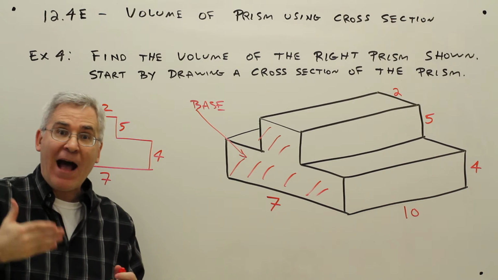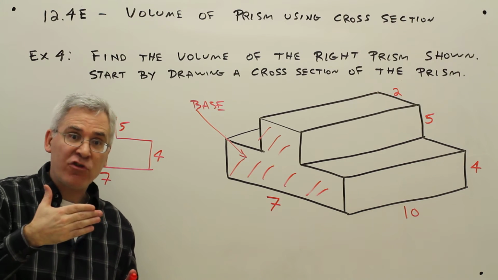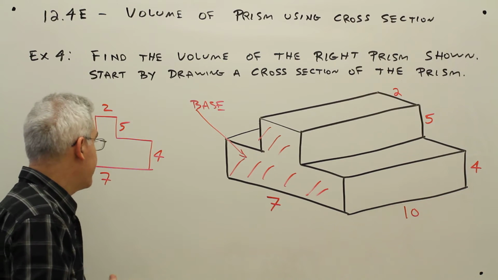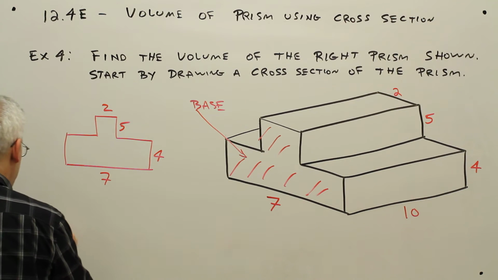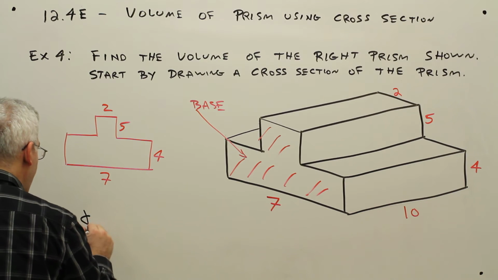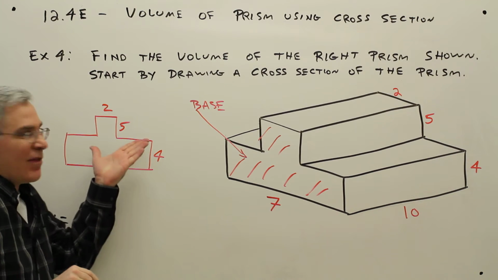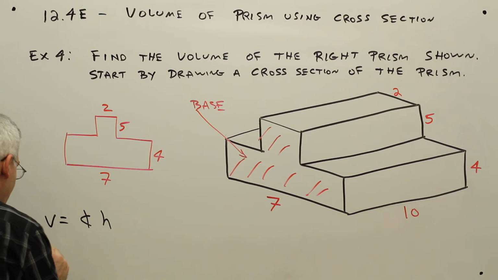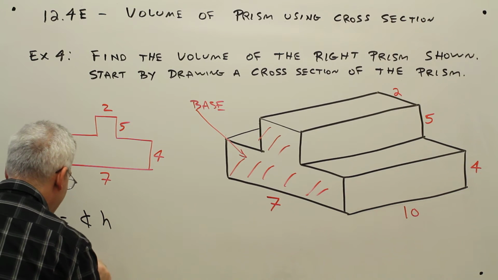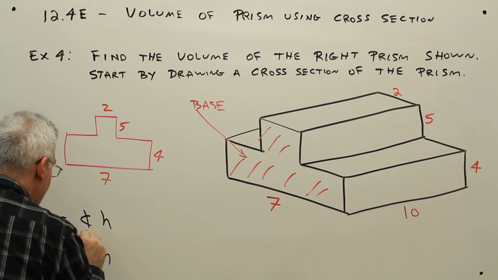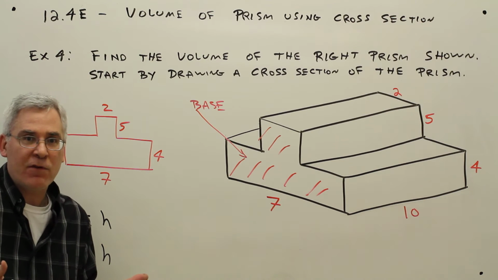Recall that the volume is going to be the cross-sectional area times the height. So the volume will be the cross-sectional area times the height, which is really the same as the area of the base times the height. So if you want to think of it, volume equals the area of the base times the height. Those two things have the same areas.